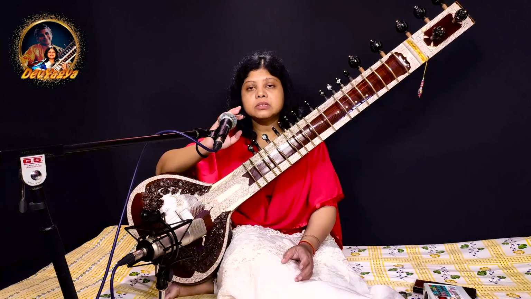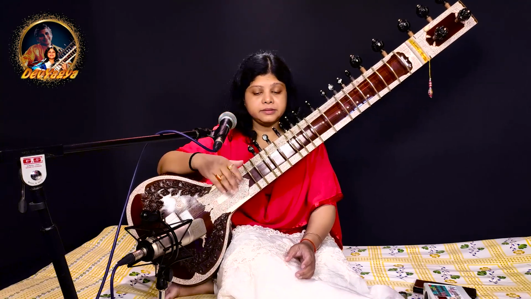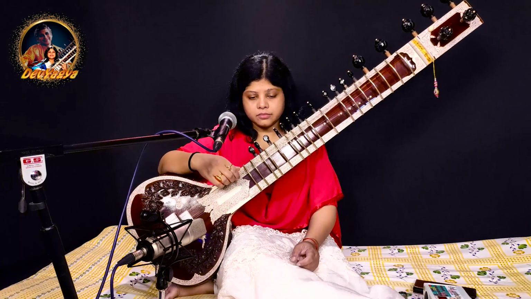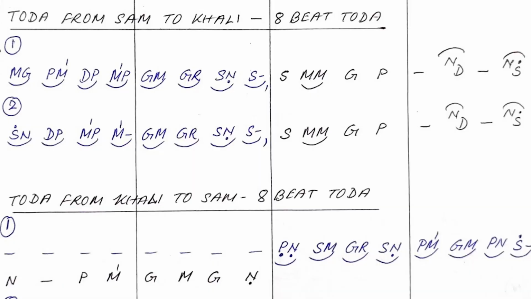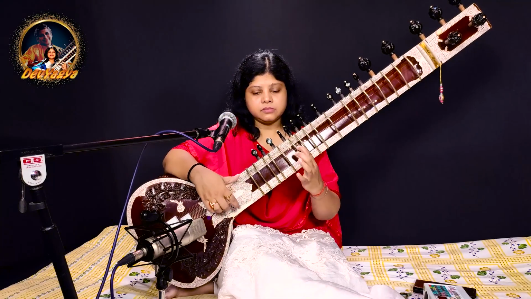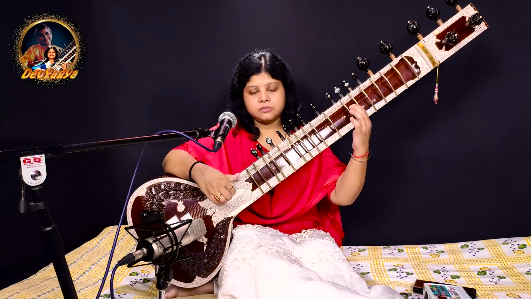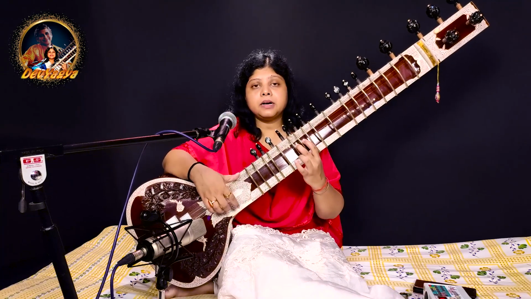Now coming to the taan from sum to khali. What's the first taan? It's ma ga pa ma dha pa ma pa ga ma ga re sa ni sa. Starting from sum. Sa ma ma ga pa.